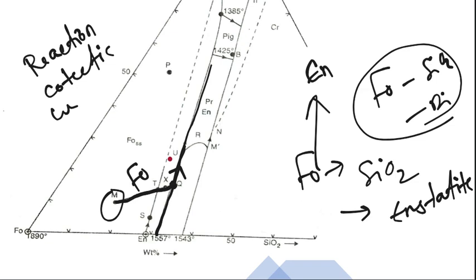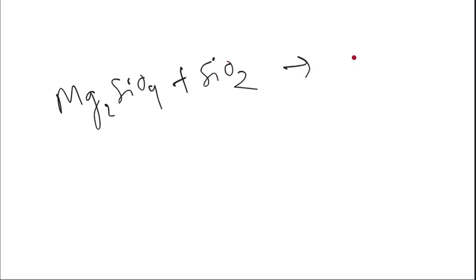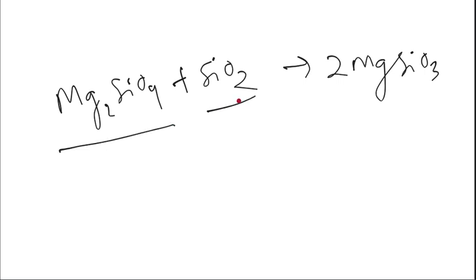Because we have taken almost 70% of phosphorite, 70-80% of phosphorite, the phosphorite amount is very high. So silica percent is very less compared to phosphorite. So for conversion from phosphorite to enstatite, let's see: Mg2SiO4 plus SiO2 gives rise to 2 MgSiO3. Okay, clear. So for every phosphorite we need a silica.